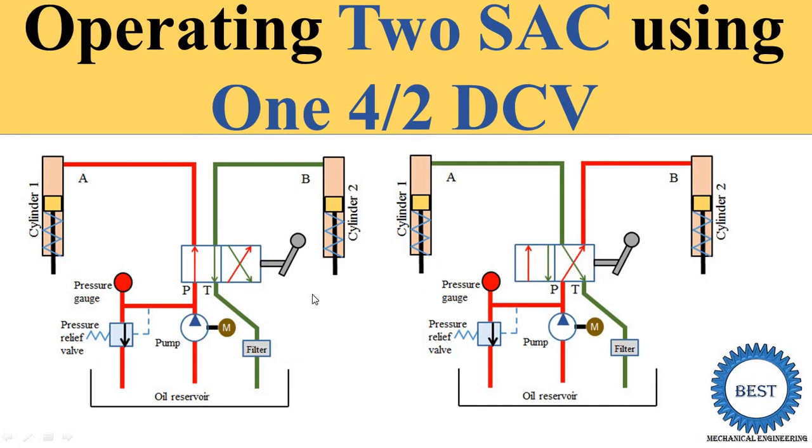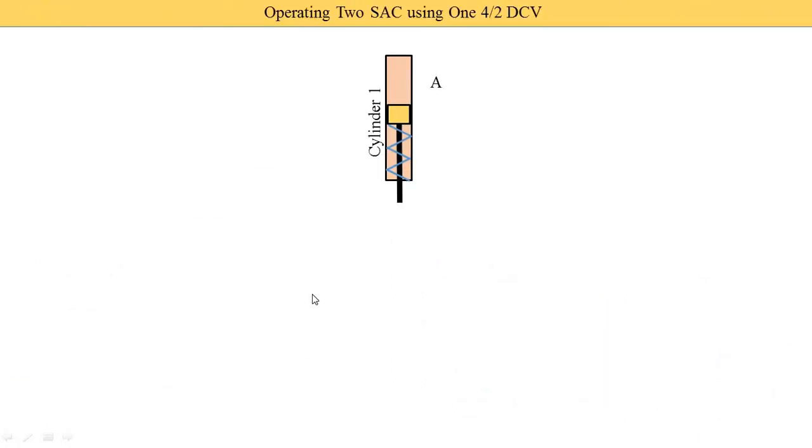Okay, so first we understand the symbols, and then we move to the first position and the second position. First we use the two single acting cylinders. Here you see cylinder 1. This yellow square is the piston, this is the piston rod, and in a single acting cylinder the spring is provided for the return to its original position. Here you see cylinder 2. A and B are given because cylinder 1 is connected with port A, and cylinder 2 is connected with port B.